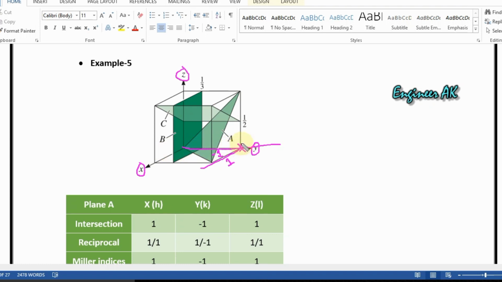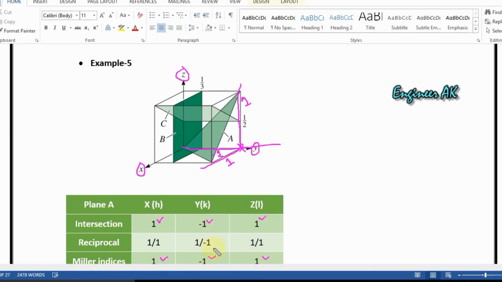And if I move in the z-axis, it is again cutting at 1, right? So here I have written 1, -1, and 1, right? At the x-axis 1, at the z-axis 1, and at the y-axis -1. And then take the reciprocal of it, right? 1/1, 1/-1, and 1/1, so I will get 1, -1, and 1.